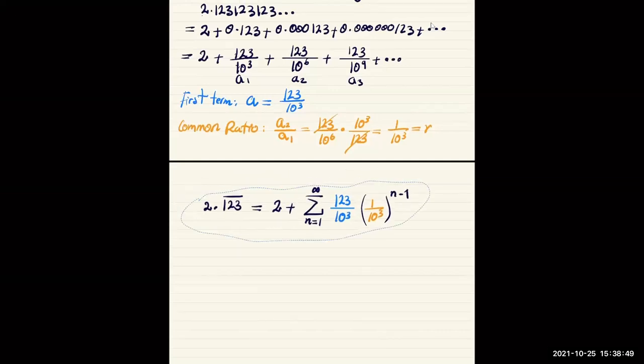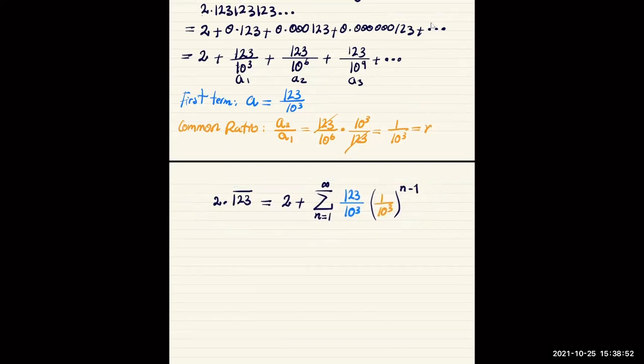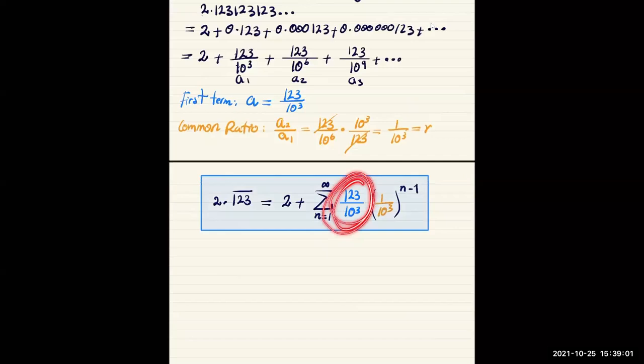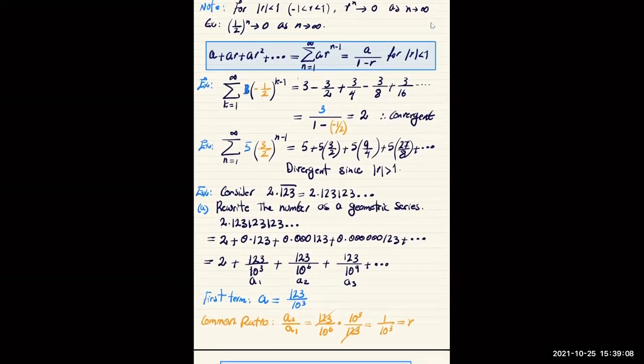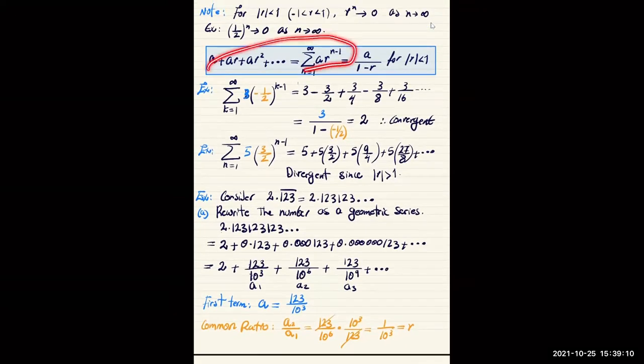Professor, I just have a quick question. I'm just confirming: the value in front, the 123 over 10 cubed, that's just the first term, right? Yes, this is the first term of the series. If you look at the way I have written down the series, it's A plus AR plus AR squared. That A is the same as this A, and R is the common ratio.